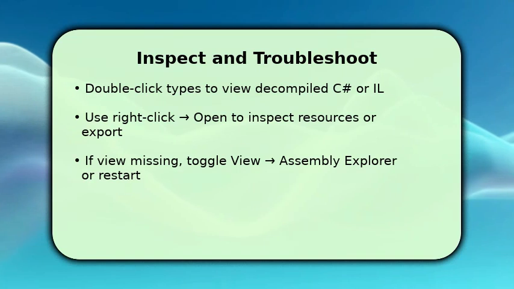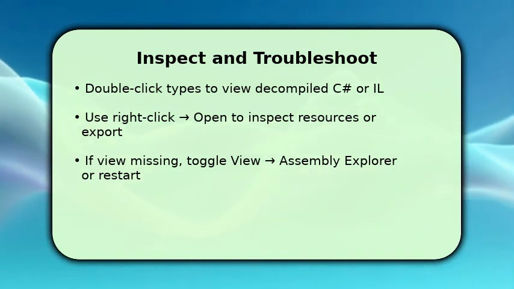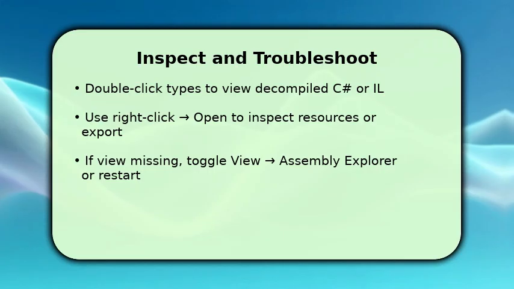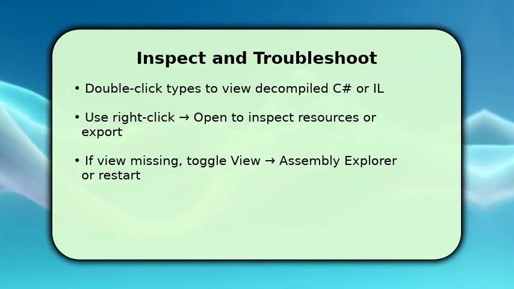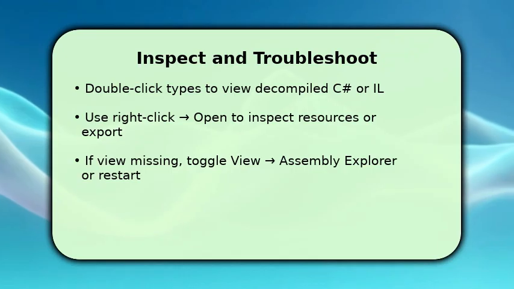To finish, double-click a type or method to open the decompiler and read the C# or IL. This is how you explore implementation quickly. Use right-click actions to save, copy, or export types and resources.